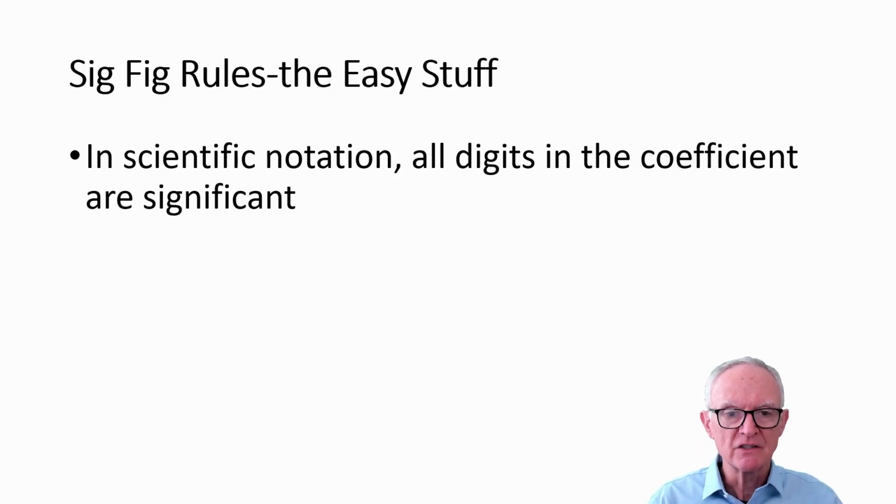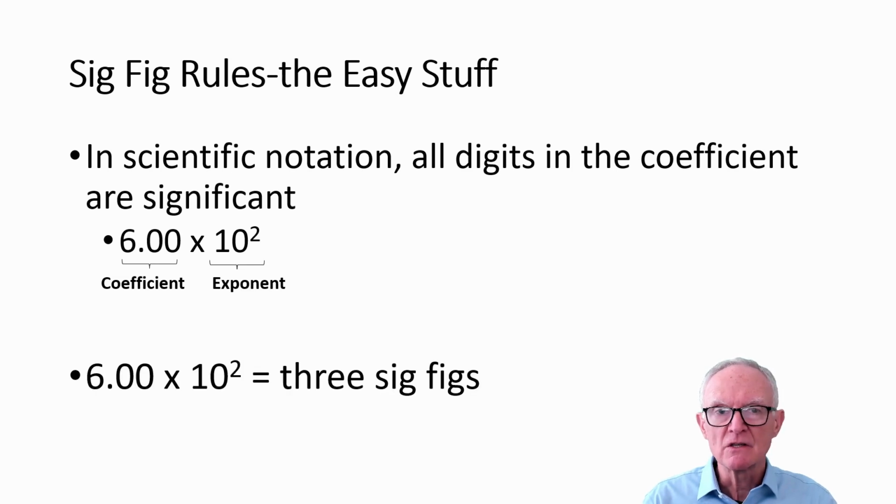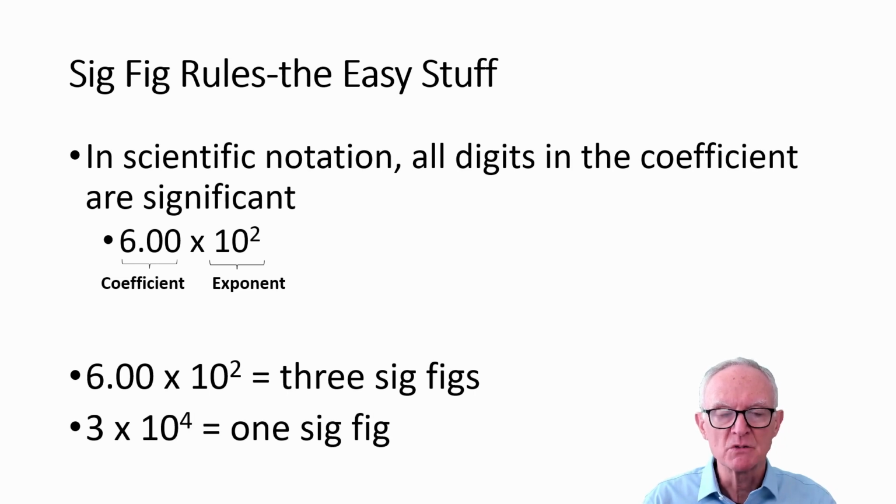First, in scientific notation, all digits in the coefficient are significant. So there is some scientific notation. The 6.00 is the coefficient and 10 squared is the exponent. 6.00 times 10 squared is 3 significant figures because in scientific notation all digits in the coefficient are significant. Here we have just one significant figure, 3 times 10 to the fourth.